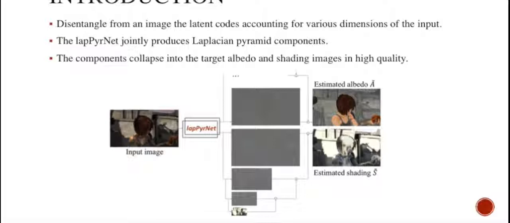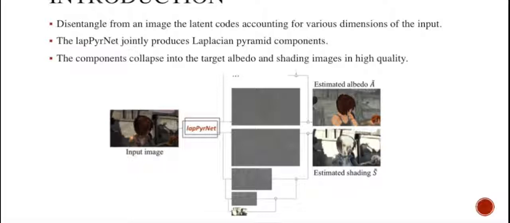They do this by revisiting the classical Gaussian and Laplacian pyramid structure with learnable down-up samplers. The result is a multi-branch network that produces a level of detailed decomposition of the output albedo and shading, and the decomposition components are implemented as subnetworks, which in turn are collapsed to fit the target image. In this figure, as we can see, given an input image, the network jointly produces Laplacian pyramid components, and the components collapse into the target albedo and shading image in high quality.